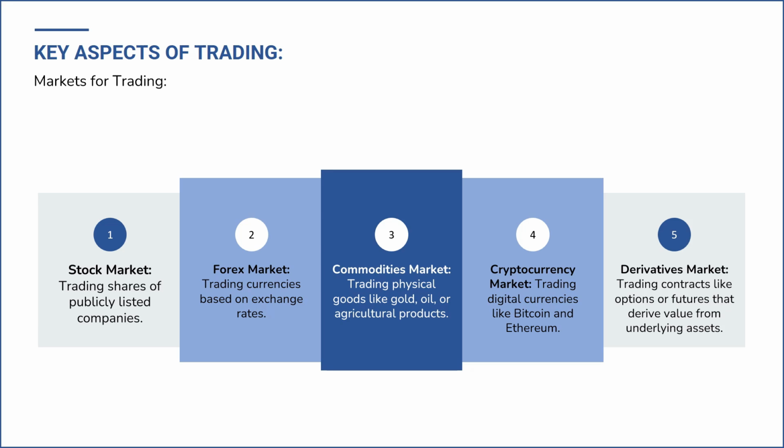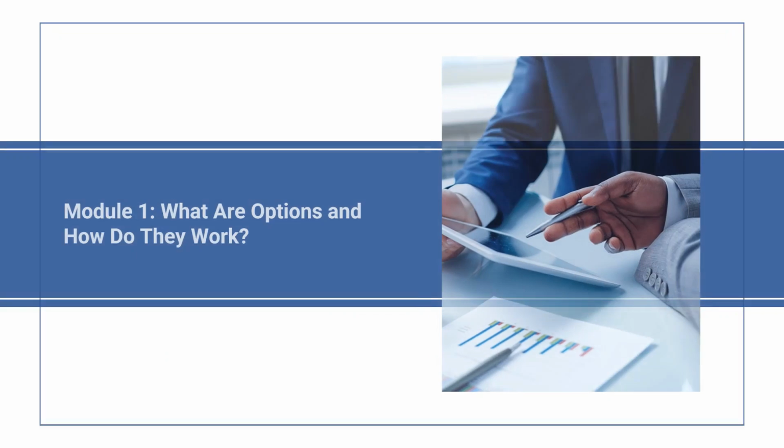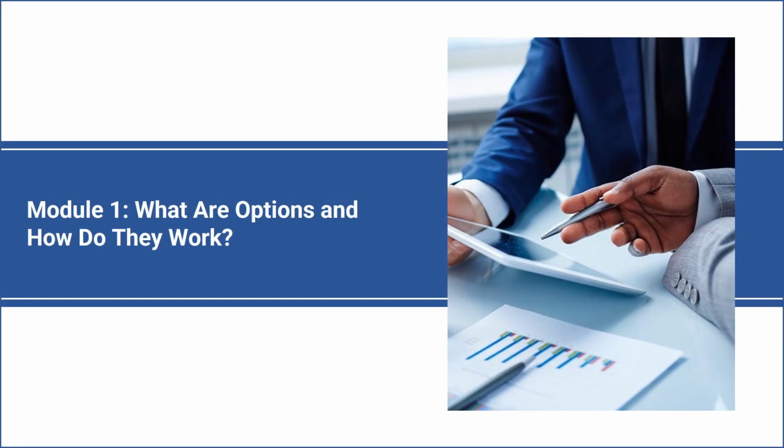So you have to understand the difference. So we have five markets listed here, but usually we have more than five. But for beginners, you have to know five. And based on the five markets, you can select where it works for you, right? So module one, what are options and how do they work? So the goal of the course, we're going to be talking about options, right? So what are options and how do they work? That's the question.